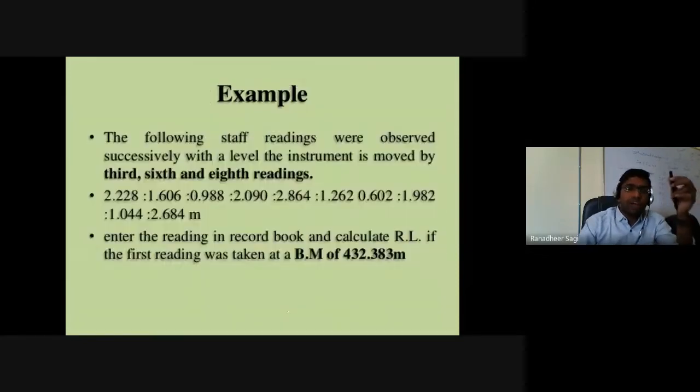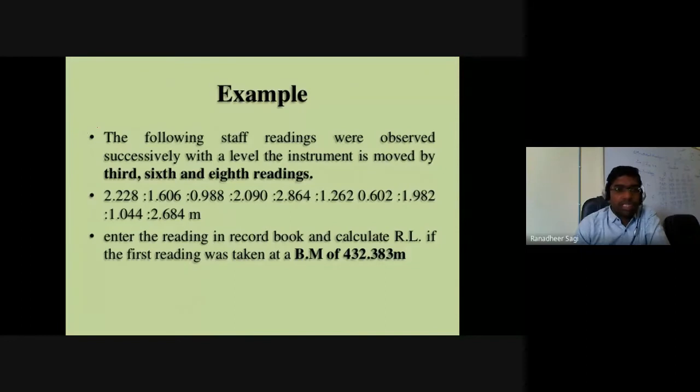Okay, so let's now go on to solve some problems with regard to how to determine the RL values of various points, where you have taken your staff readings either by the height of instrument method or by the rise and fall method. Let's read the problem statement. The following staff readings were observed successively with a level. The instrument is moved by 3rd, 6th and 8th readings.